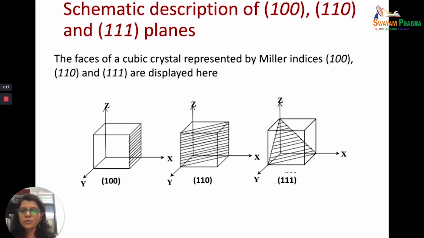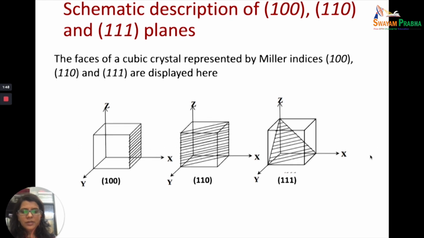Now let's take a look at the planes that we've been talking about, just to get a good idea of it. Look at this. This is a 1, 0, 0 plane. The 1, 0, 0 plane will cut the x-axis at 1 and will be parallel to the y and the z. Look at this plane. This cuts the x-axis, this cuts the y-axis, but is parallel to the z. So it is a 1, 1, 0 plane. Look at this plane. It cuts x, y, and z. So this is a 1, 1, 1 plane.